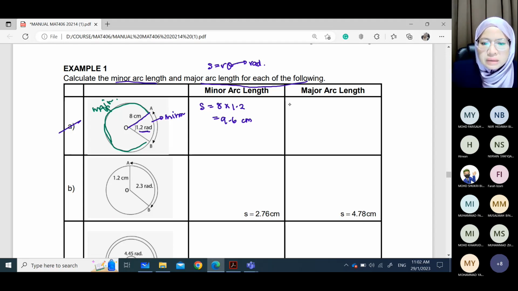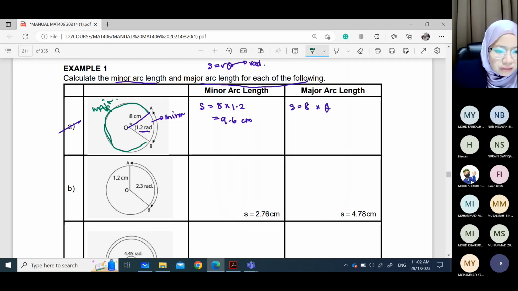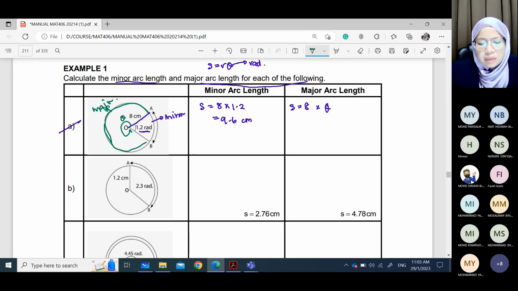Okay, so untuk meja, 8 darabkan dengan theta angle. So meja bagi theta, sudut bagi meja yang ini adalah this one. Okay, so kita dah tahu untuk complete bulatan, dia punya total angle adalah 2 pi dalam radian. So nak dapatkan angle untuk meja.